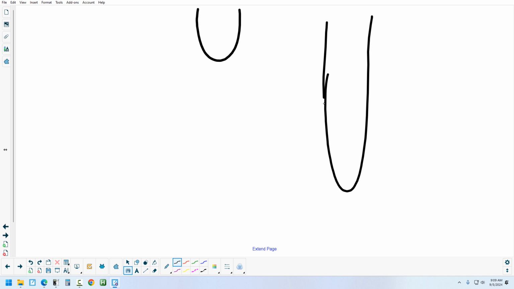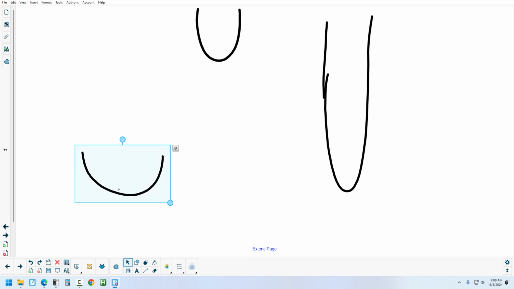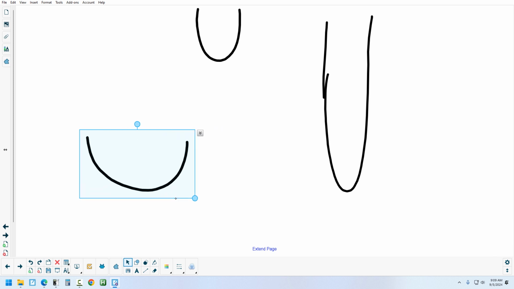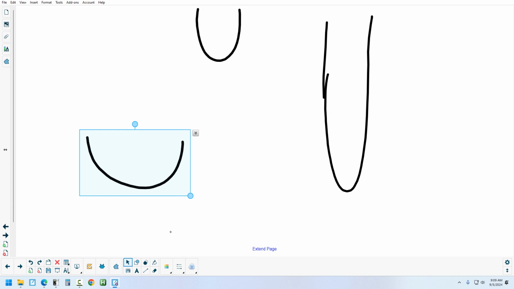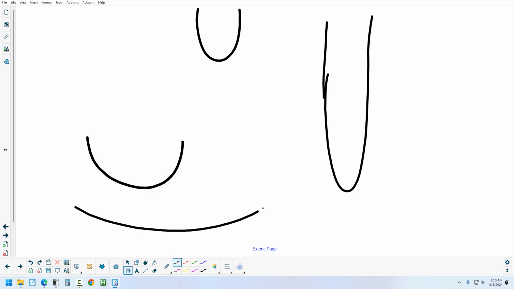A vertical compression, let me try it one more time, would take something like that. It's not letting me do what I wanted to. But a vertical compression would take a graph like that, and it would look more like that. That's compressing it. So when you compress it, it kind of widens out. Does that make sense? Yeah.